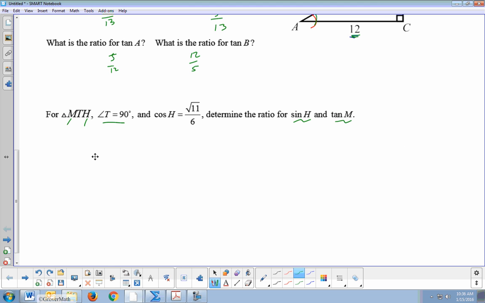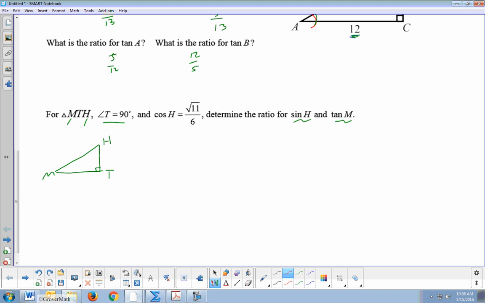Anytime they don't give you a picture for a triangle problem, it's always worth it to draw the triangle. And again, this is why it's so important that they tell me that angle T is 90 degrees. It doesn't really matter where the M and H go. I'm just going to put the M there and the H here. It will work either way.